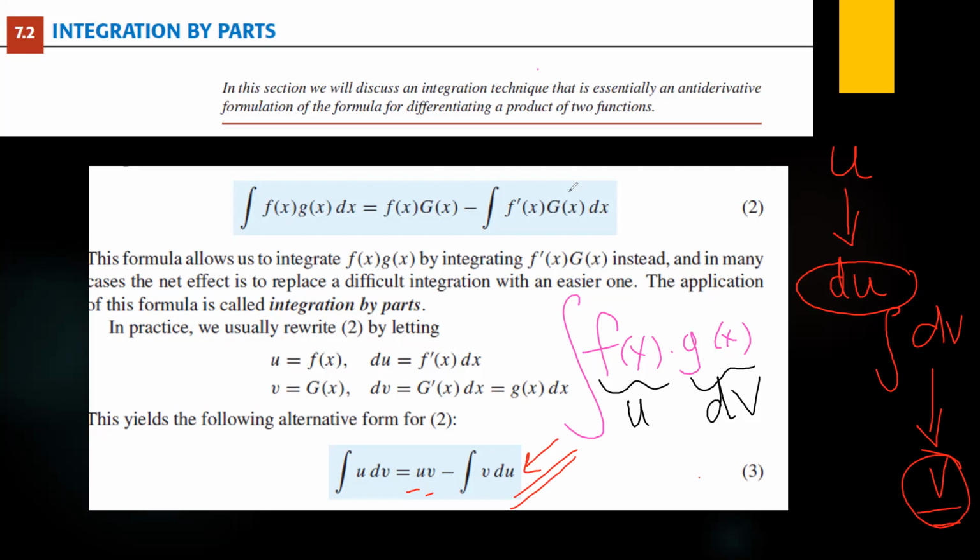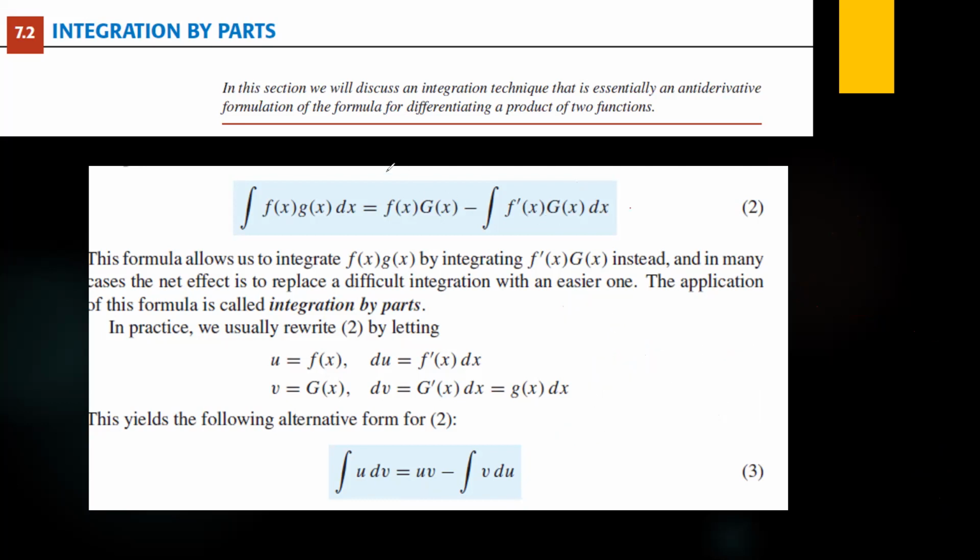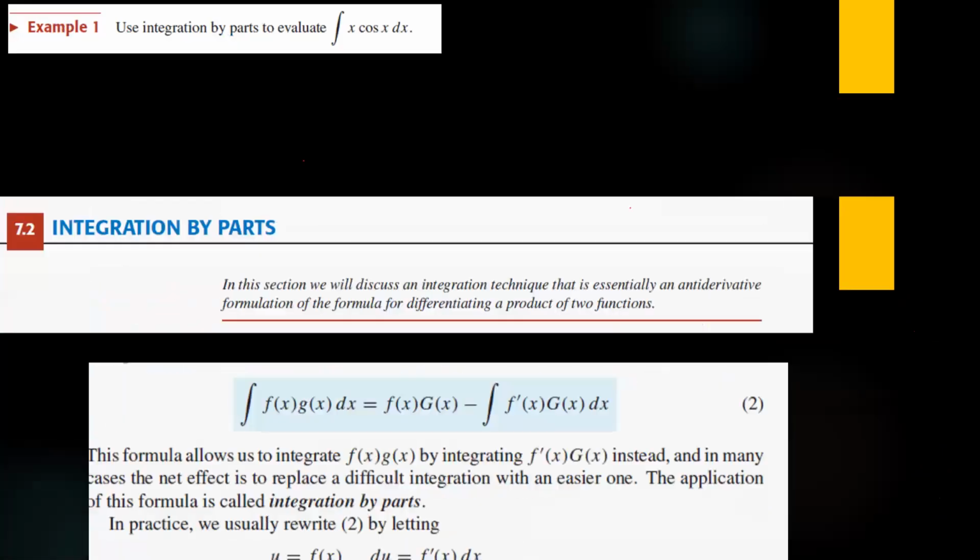Let's see this example here. Use integration by parts to evaluate the integration of x cosine x dx. So here we have to find the integration of x cosine x. Now, the first step, assume that this is u and this is dv. This is the first step.